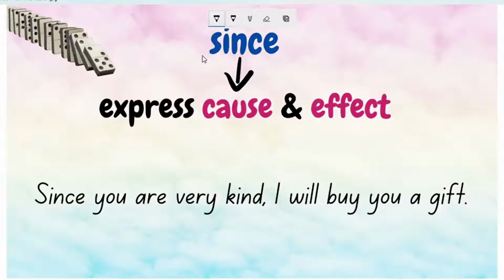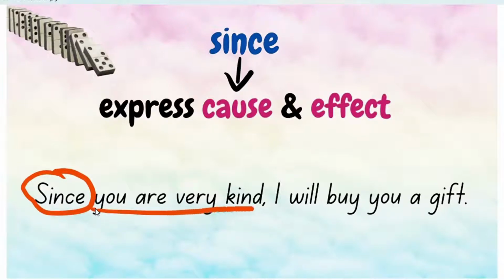Tak semestinya digunakan di hadapan ayat. You can use it in the middle too. It's no problem. Just that you have to change the structure, the arrangement of your clauses. Right, since here. So where is the cause? Where is the effect? Okay. So, punca dia adalah, you are very kind, awak sangat baik, ini punca dia. Okay, so apa akibat dia? Saya akan belikan awak satu hadiah. I will buy you a gift.